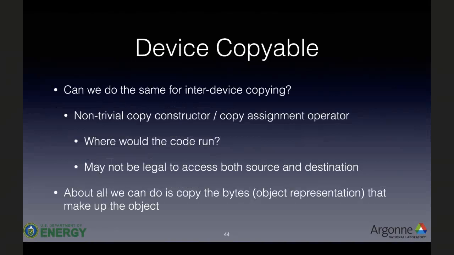So how would that apply to things like inter-device copying? I want to copy from a host to a device or between two devices. Well, if I have a non-trivial copy constructor or copy assignment operator, and I'll define what trivial means in a bit, then it has to run code. Where would that code run? Does it run on the host, on the device? And what happens if it's a device allocation? You can't legally access it in both places. So about all we can really do is copy the bytes, which is the object representation, to make up the object.